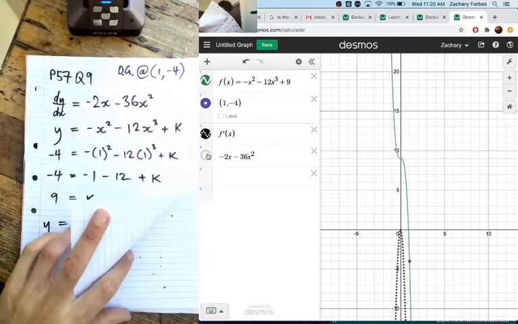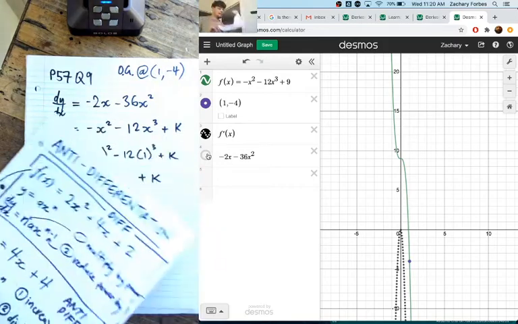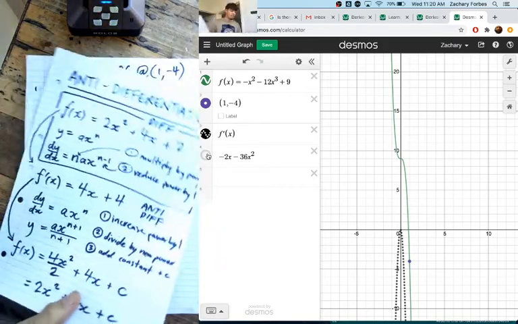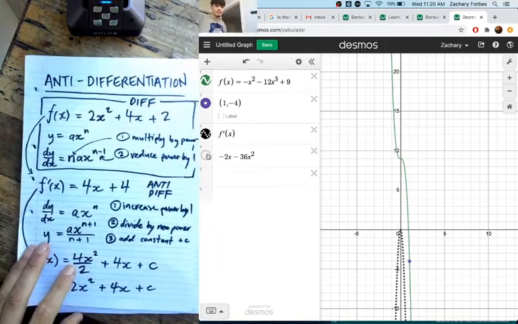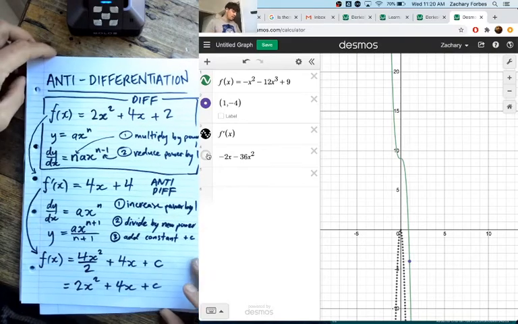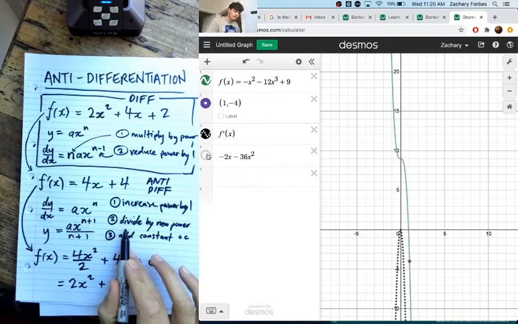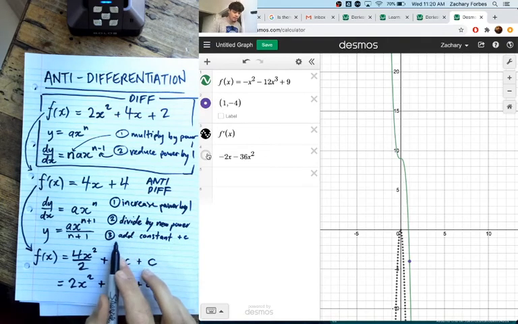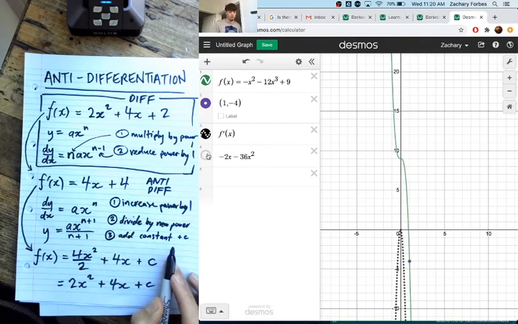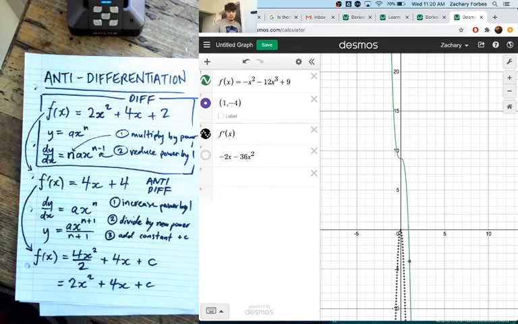Sweet. So that's all for me today. I'm just going to remind you guys to include the constant of integration. You will make that mistake at least once in your life. That's guaranteed. So when we're anti-differentiating, what we're doing is we increase the power by 1. We then divide by the new power and we add a constant on. Cool. There you go.